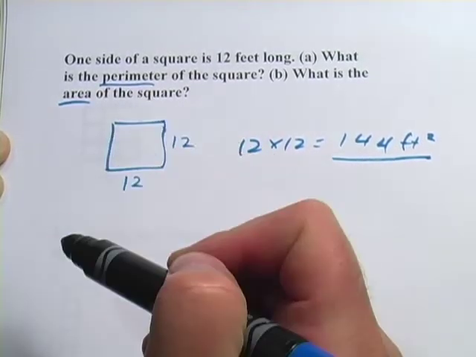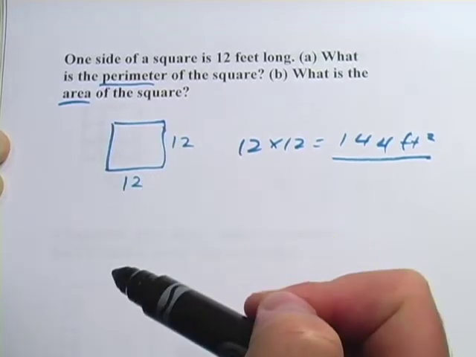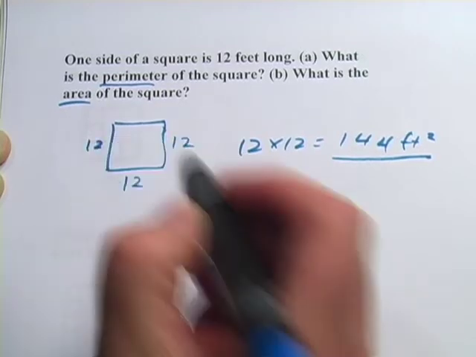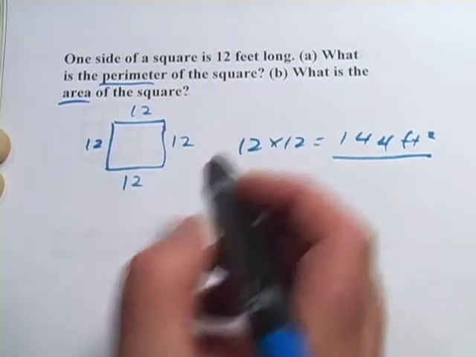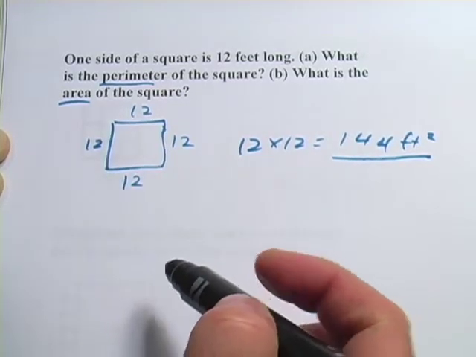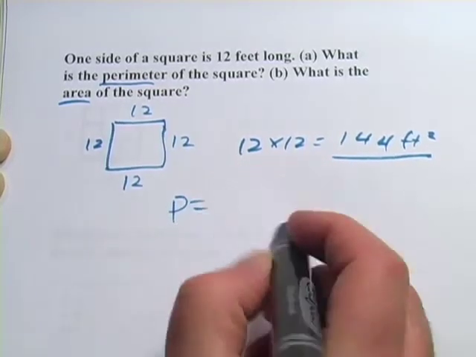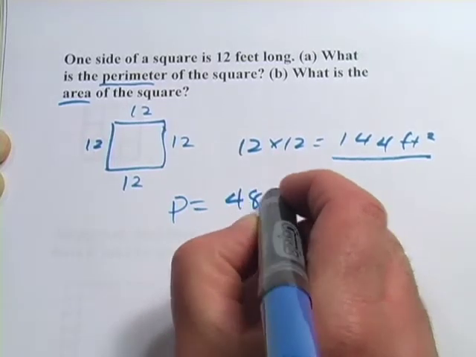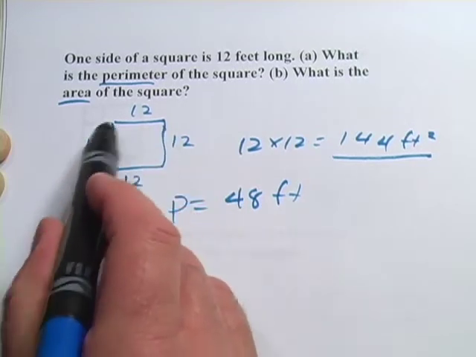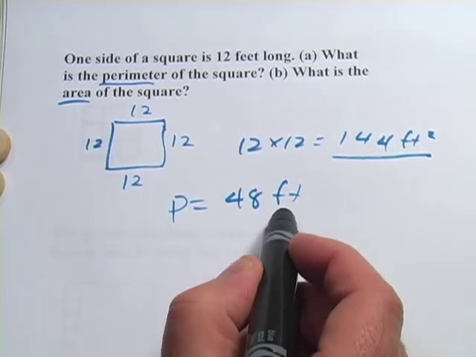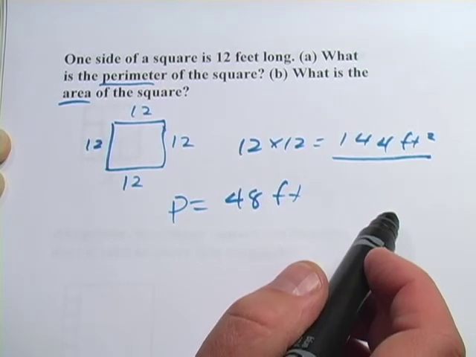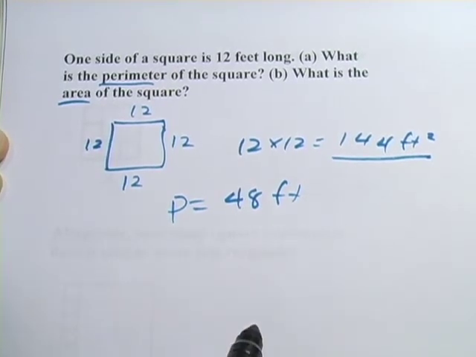Now the perimeter is the distance around the outside of an object. So we'd need to count all of these sides and add them together. This side's 12 over here, this side's 12 over here. So it's going to end up being 12 plus 12 plus 12 plus 12, or 12 times 4. The perimeter is going to equal 48 feet. Now the perimeter is just plain old feet. This is a distance, so it's plain old feet. And area is feet squared. So that's a little bit about the area of squares and rectangles.